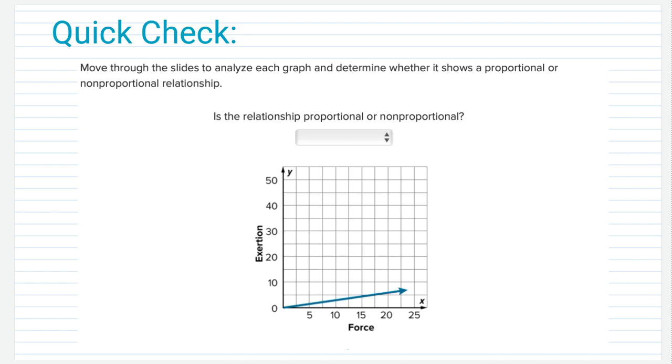Taking a look at this first one, we have a graph, and we want to check for two things. One, is it a straight line? And then two, does it go through the origin? So those two things we're going to want to check for. Is this graph showing a relationship between force and exertion a proportional or non-proportional relationship? If I take a look, it's going through the origin, so that passes that check, and then it is a straight line. So this is going to be considered a proportional relationship.